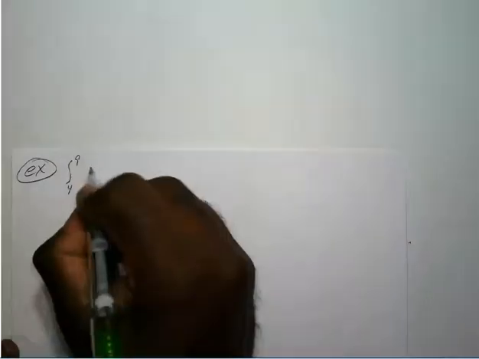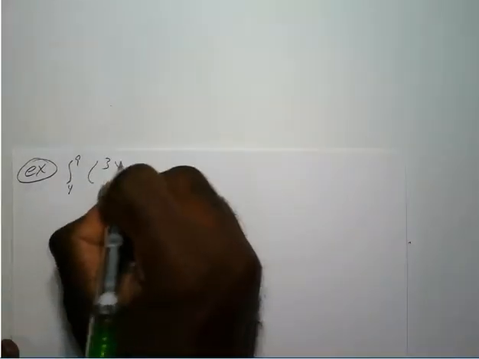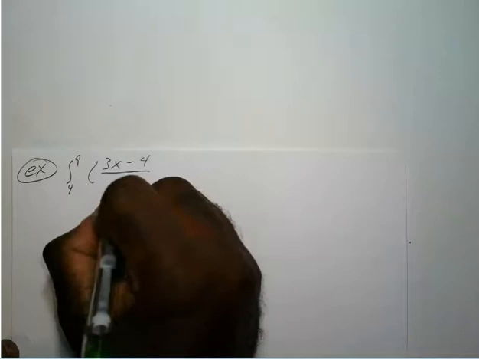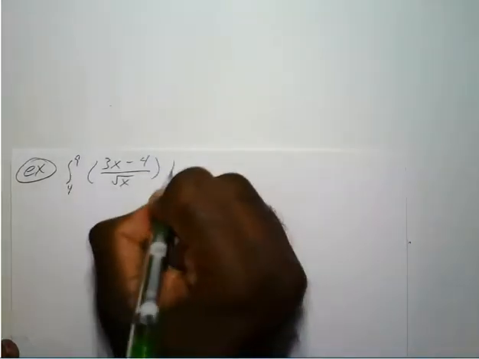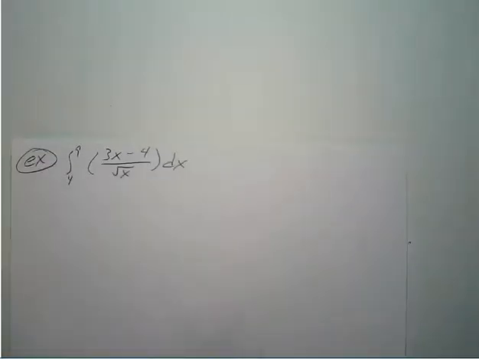Okay, and this one is just in case you have a square root in the denominator. So you have 4 to 9, 3x minus 4 over square root of x with respect to x. Okay, so if you're given that little odd square root in the denominator and you want to find the integral for it using the fundamental theorem, or the definite integral.